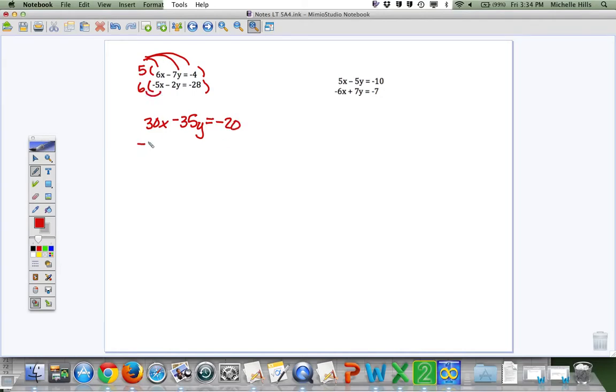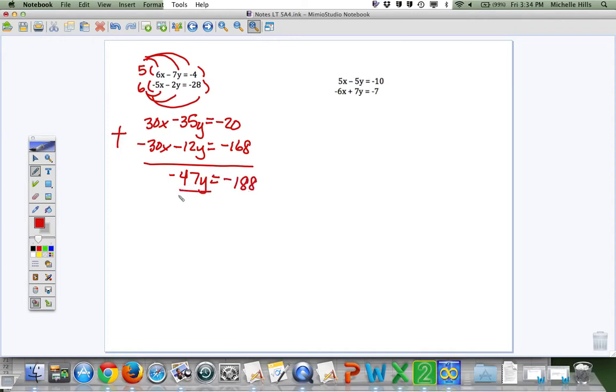6 times negative 5x is a negative 30x. 6 times negative 2y is going to be minus 12y. And 6 times negative 28 is going to be a negative 168. Now, I'm going to add my two equations together. 30x plus negative 30x is 0, which is great because we were trying to eliminate x. Negative 35y plus negative 12y is a negative 47y. Negative 20 plus negative 168 is a negative 188.